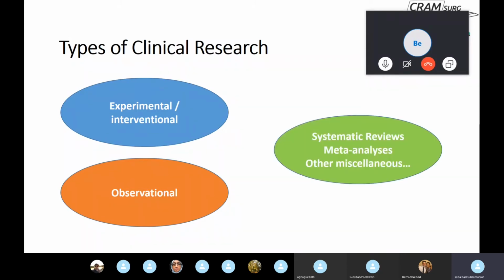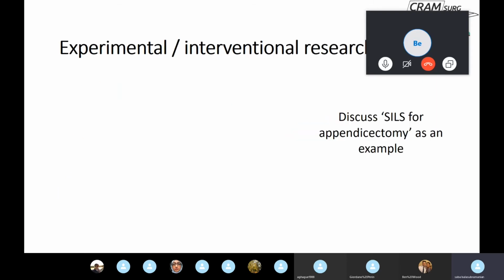There is another category of miscellaneous research, which also includes systematic reviews and meta-analysis. Now, systematic reviews and meta-analysis is considered by some people not to be pure research or not to be primary research, and they are sometimes grouped under the category secondary research, with the experimental and interventional categories being primary research. So we're going to be focusing on the experimental and observational categories for the rest of the talk.